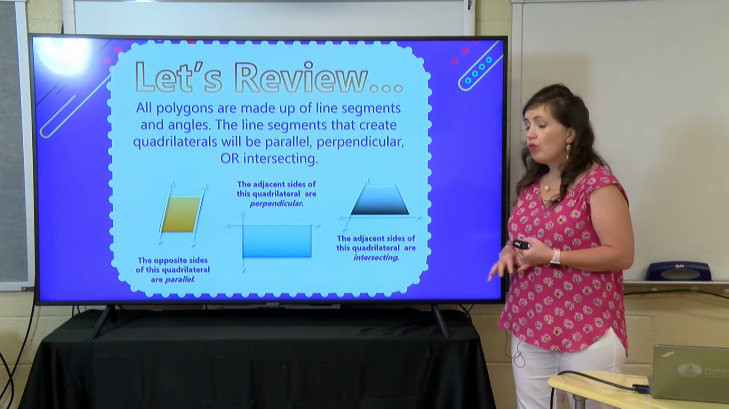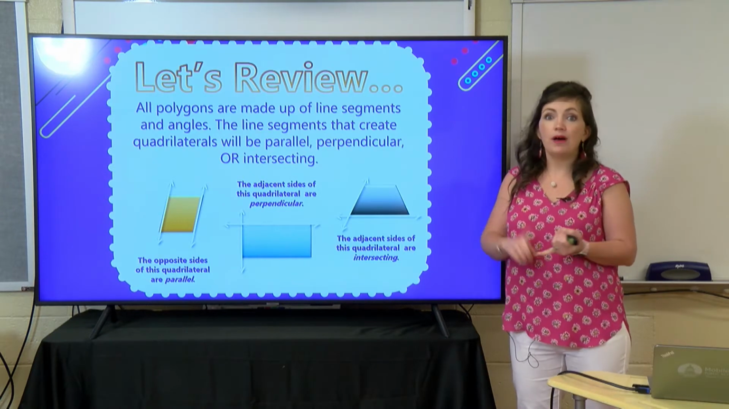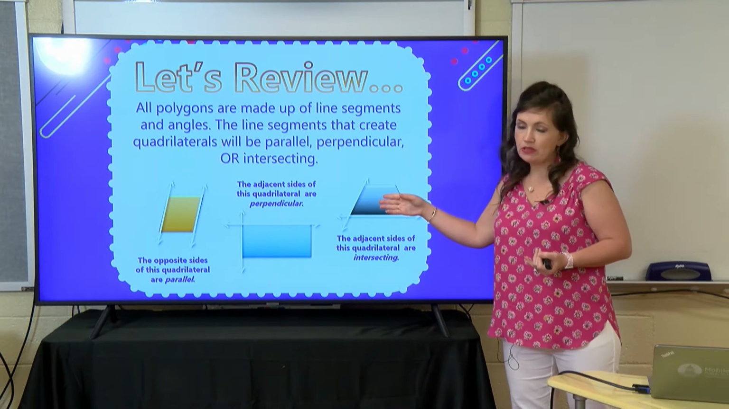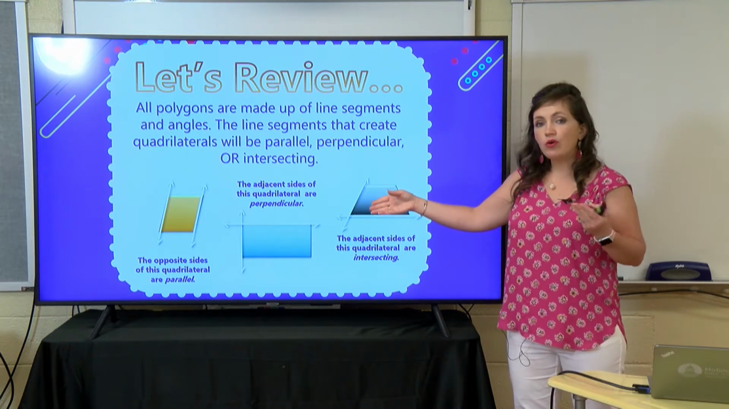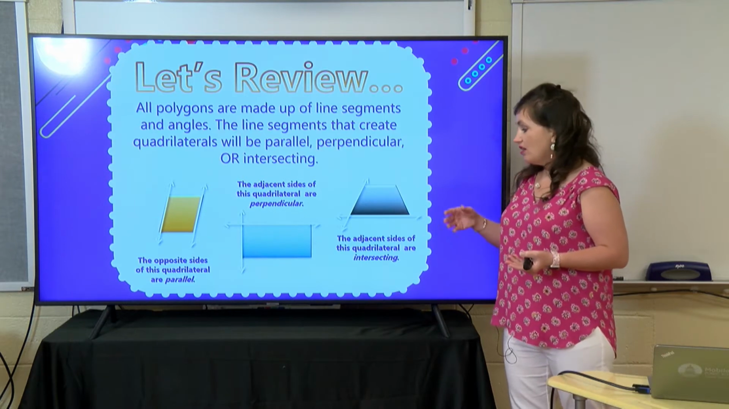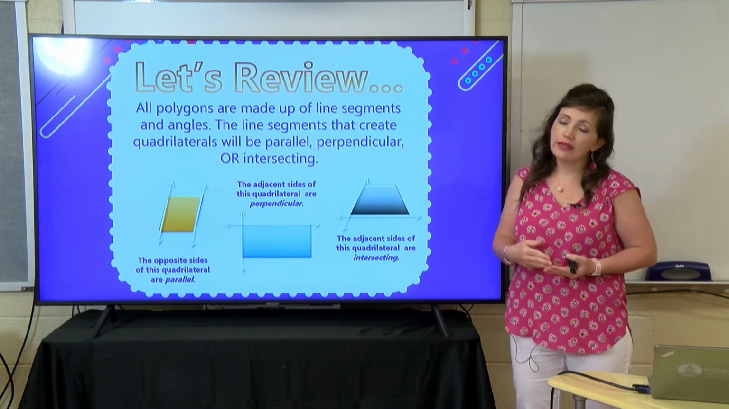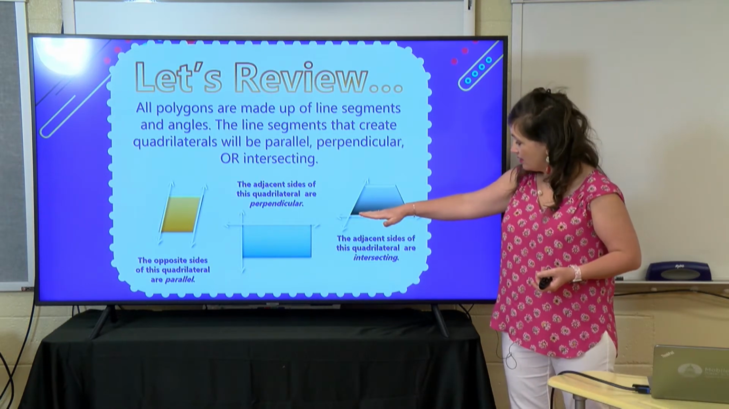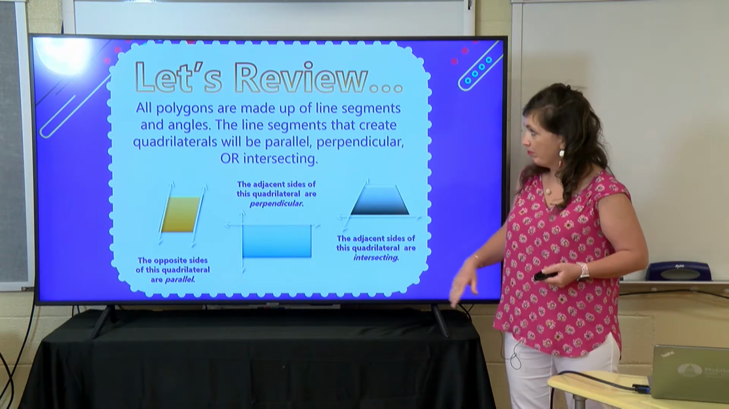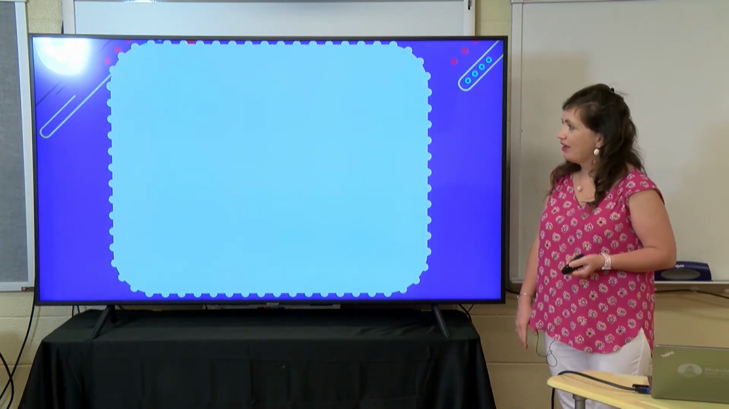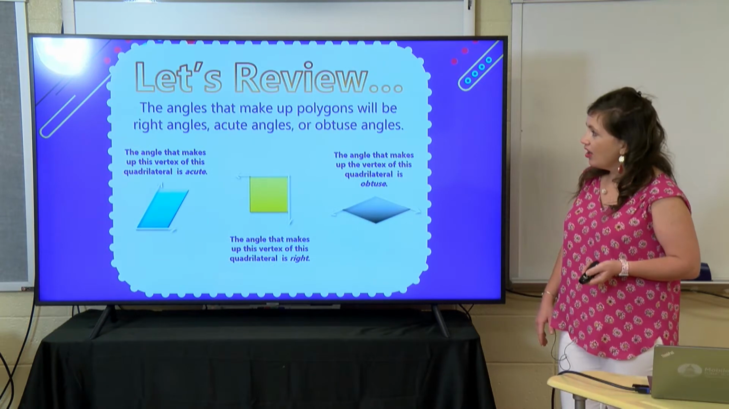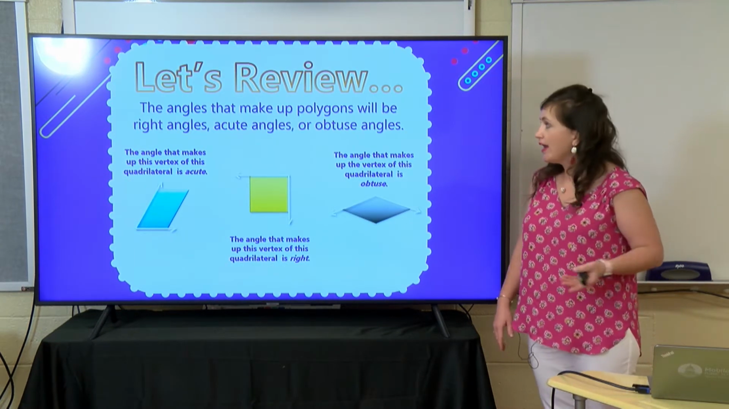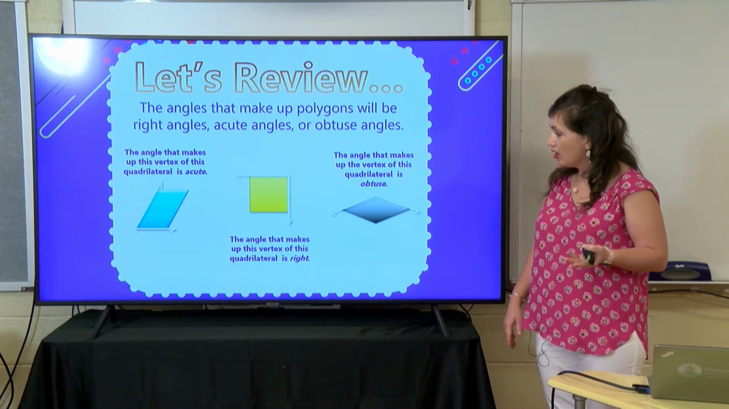So when we're looking at these figures, there's lots of different ways to identify and classify them. One is to know that they're polygons. Of course we can name them, like this is a trapezoid, but we can also look at what types of angles and lines they have, like acute angles, obtuse angles, right angles, or parallel lines or perpendicular lines. Like this line is parallel to this one. All right, let's keep going. The angles that make up polygons will be right angles, acute angles, or obtuse angles.